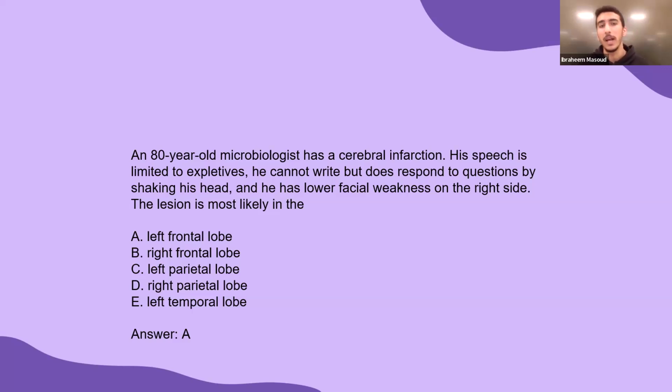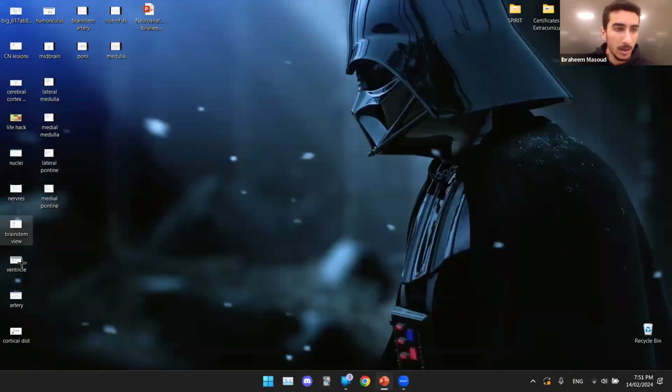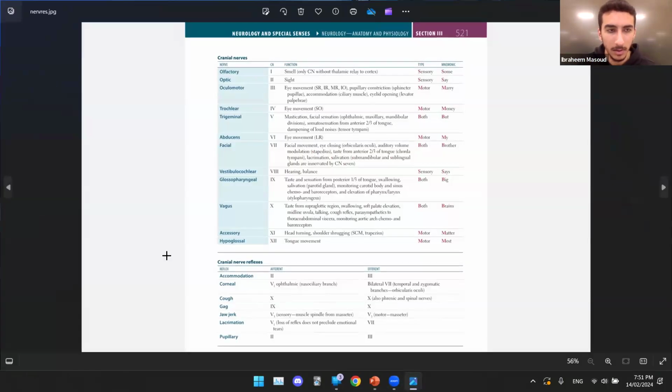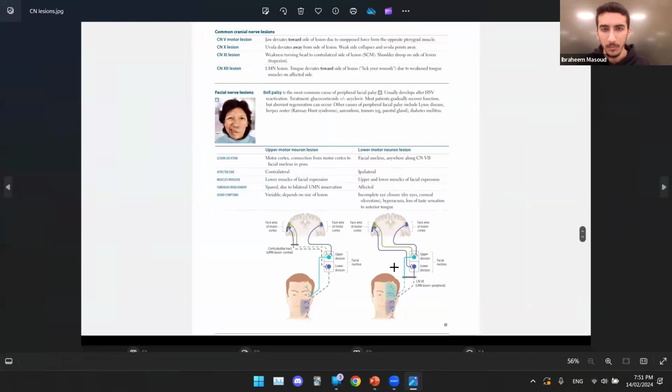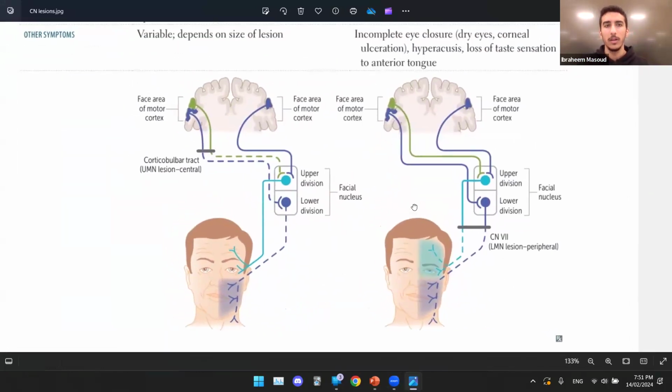Right or left? We said he has lower facial weakness on the right side. And remember the picture, guys. Actually, let me show you the picture. I have a very beautiful picture for you. CN lesions, there you go. Look at this. Remember this, guys. When it's an upper motor neuron lesion from this side, look what happens to the other side. Just keep this in mind. You want to take a screenshot, feel free to do so.